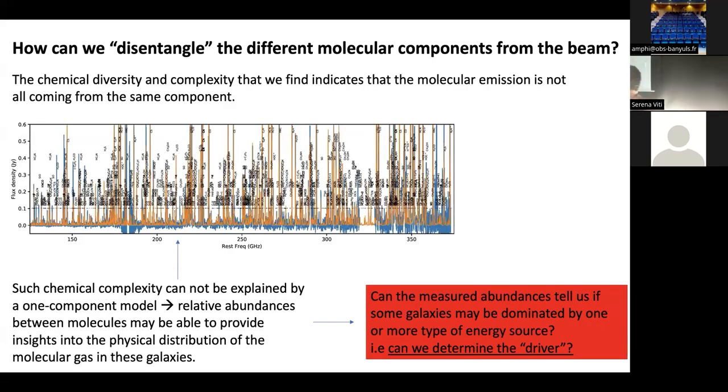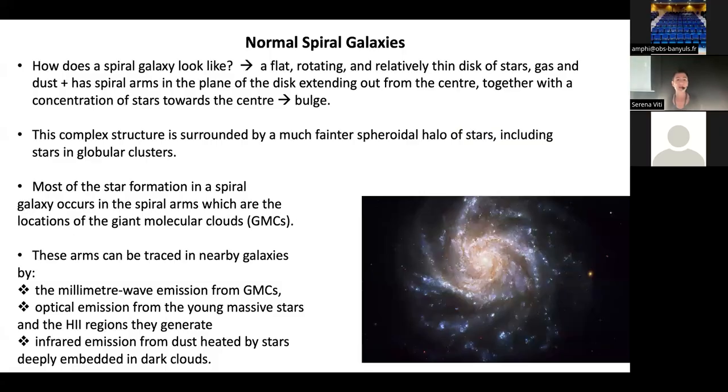Okay, so back to this beautiful spectrum here. We have all these components. How can we disentangle the different molecular components? Okay, so let's have a look. Let's start with normal galaxies, okay?